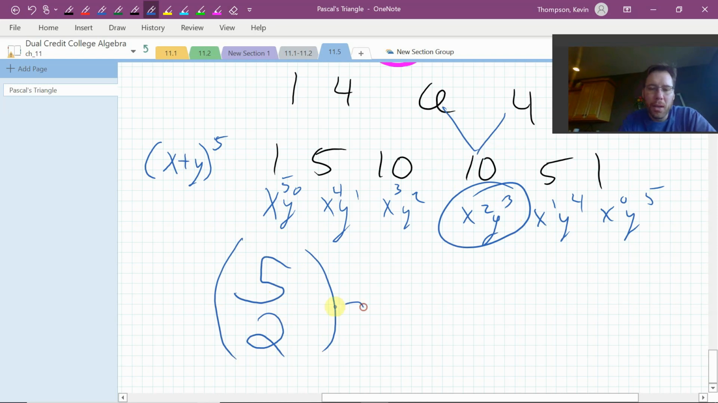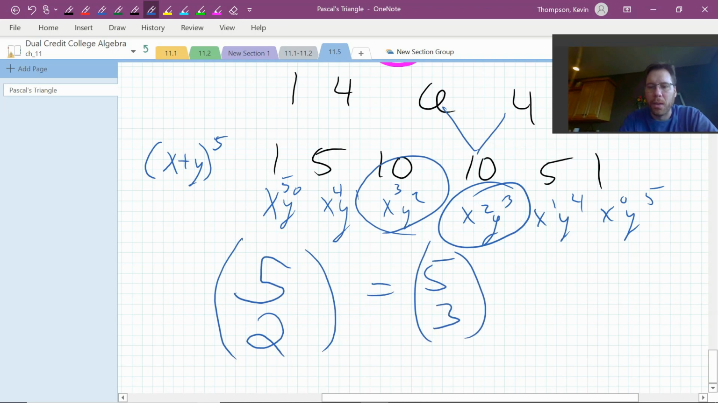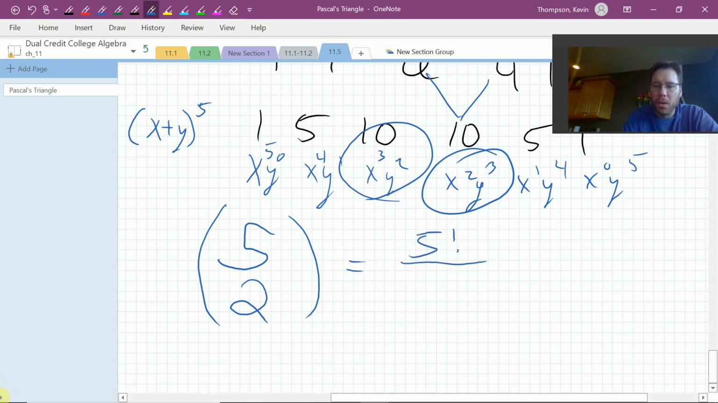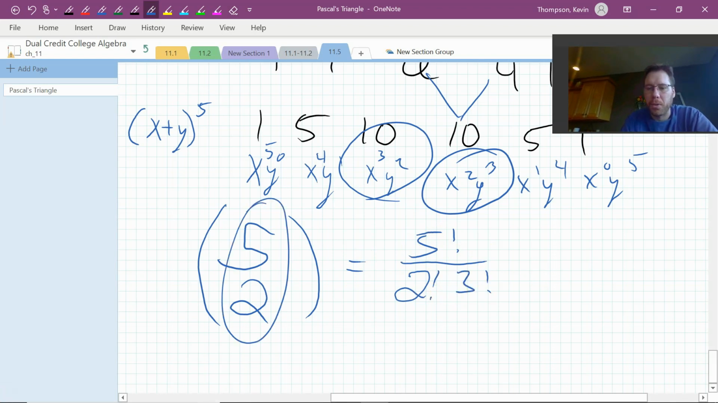Now, I'm kind of thinking of the number underneath here as representing the x's just because they come first. But remember, because of the symmetry, it would be the same as this 5 over 3. Like they've got to be the same. So if I think about this second 10, I could say, okay, that is 5 factorial over 2 factorial times the factorial of the difference of those numbers.